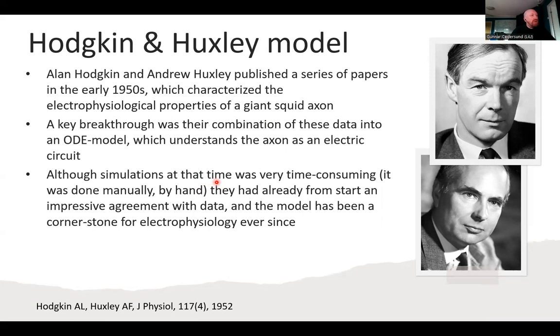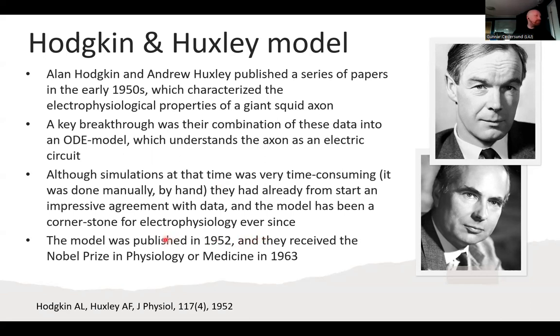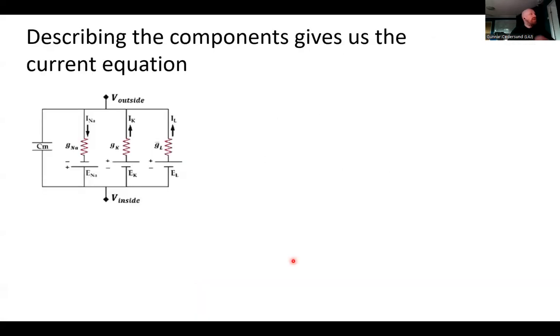But even though they had this very rudimentary access to the ability to simulate, already from the start they had a very impressive agreement with the data when they put all of the components together. And the model has been a cornerstone for electrophysiology ever since, so for the last 70 plus years. This model was published in 1952 in the Journal of Physiology, and they received the Nobel Prize in Physiology and Medicine in 1963.